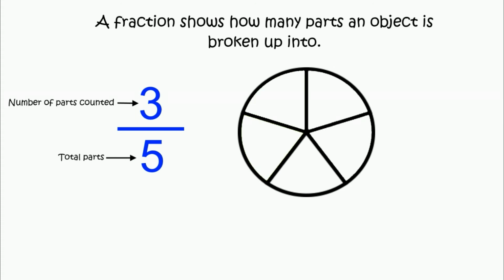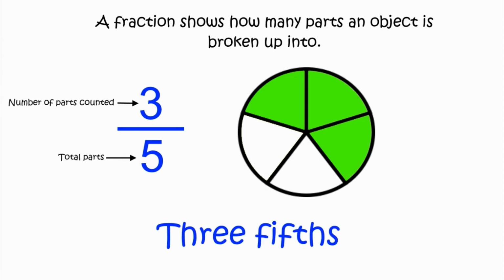Now, since 3 is our numerator, we need to shade in 3 of the 5 parts, because that is the number of parts we are supposed to count. This fraction is pronounced 3/5.